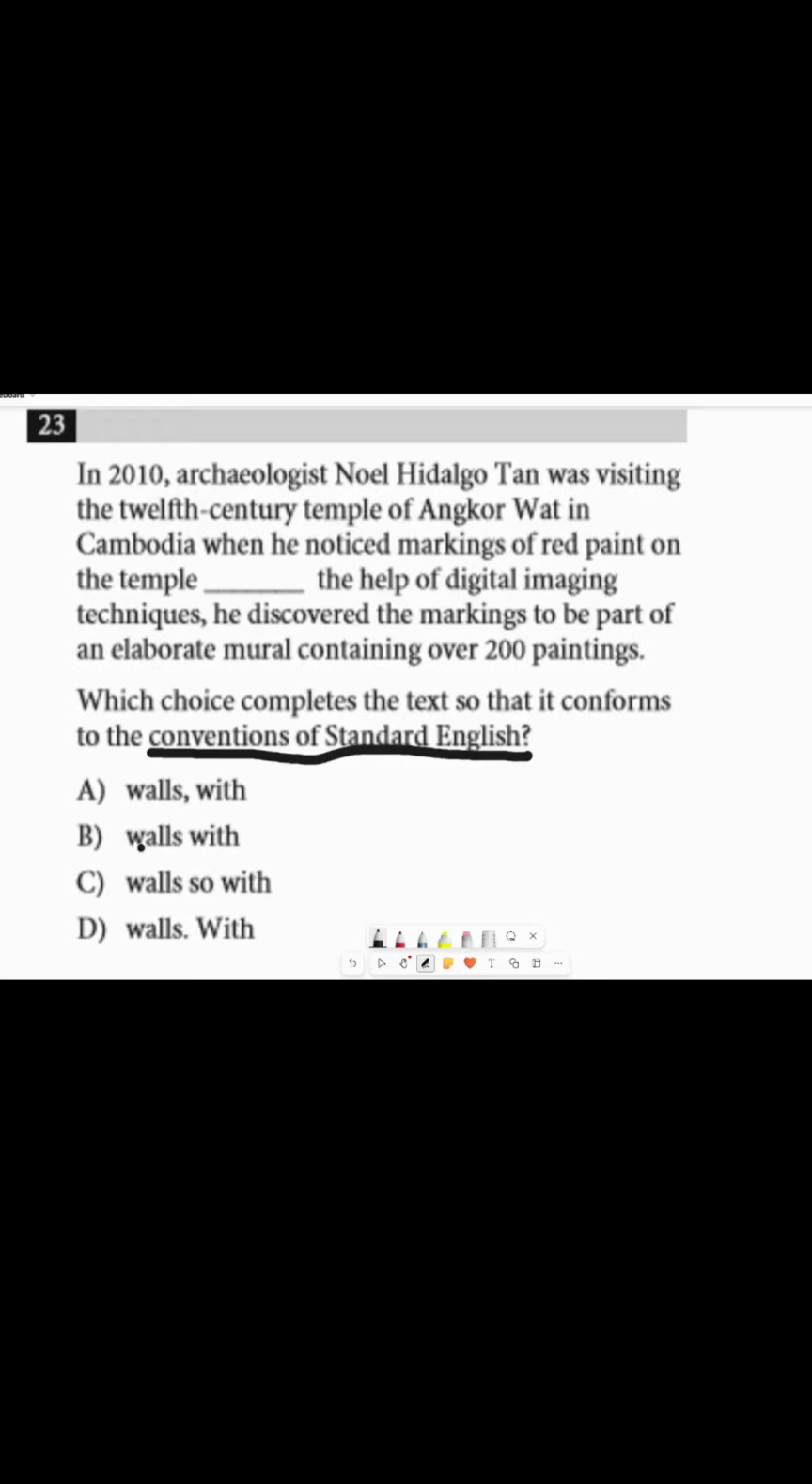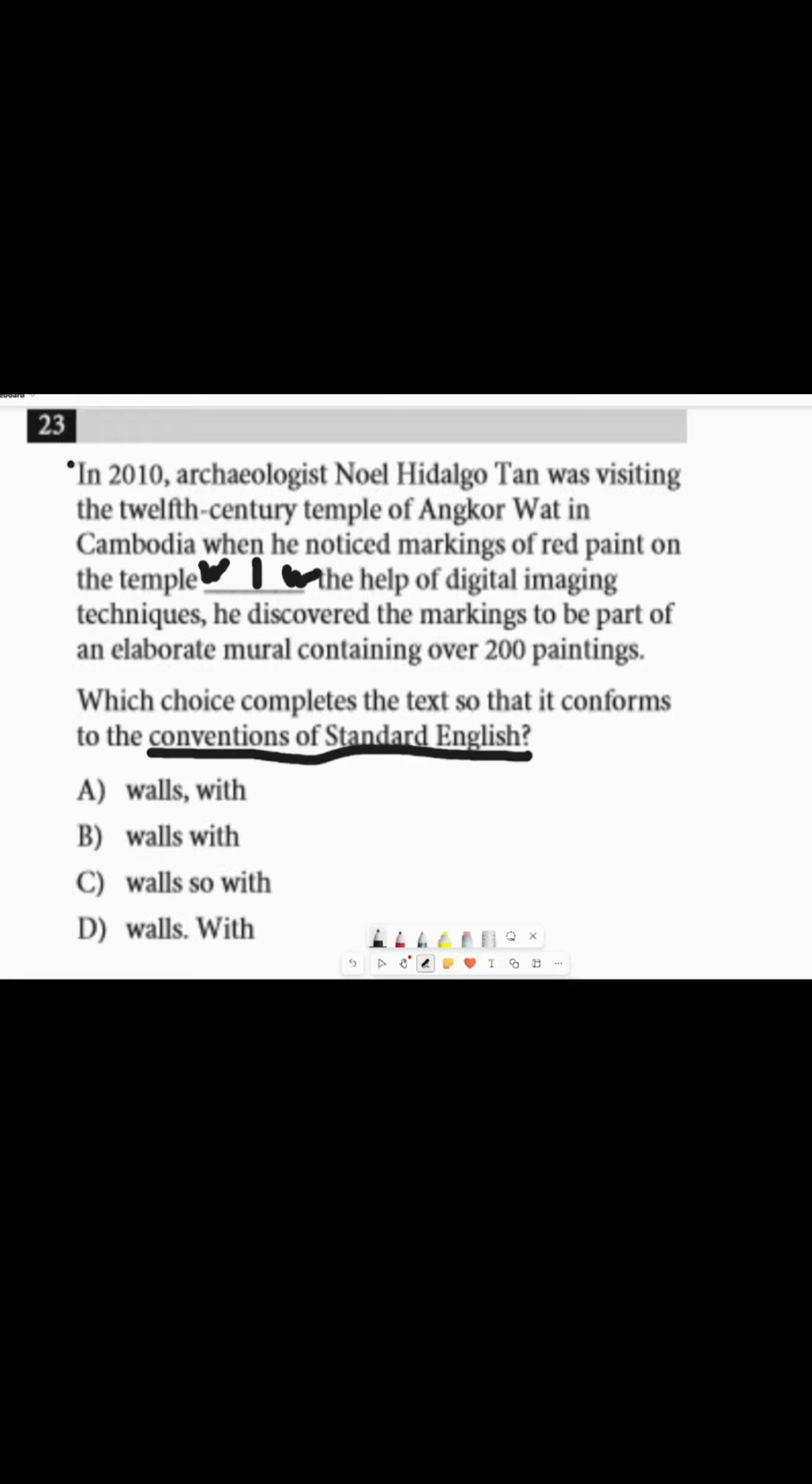Alright, so let's just take a look at these answer choices real quick. We see that all these answer choices begin with the word "walls," and they all end with the word "with." It's just what's sandwiched in between these two words that is a little different. So right off the bat, I wanted to visualize what "walls" and "with" would look like in a sentence, just ignoring whatever's in this middle part here, right?